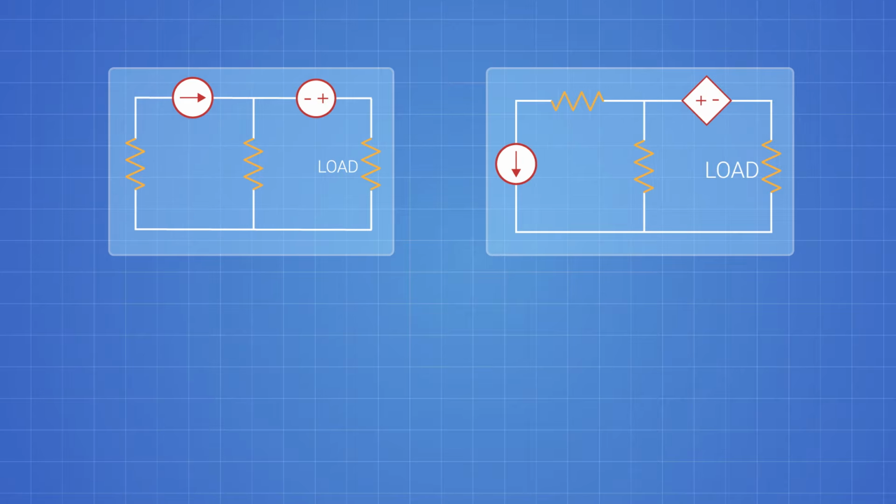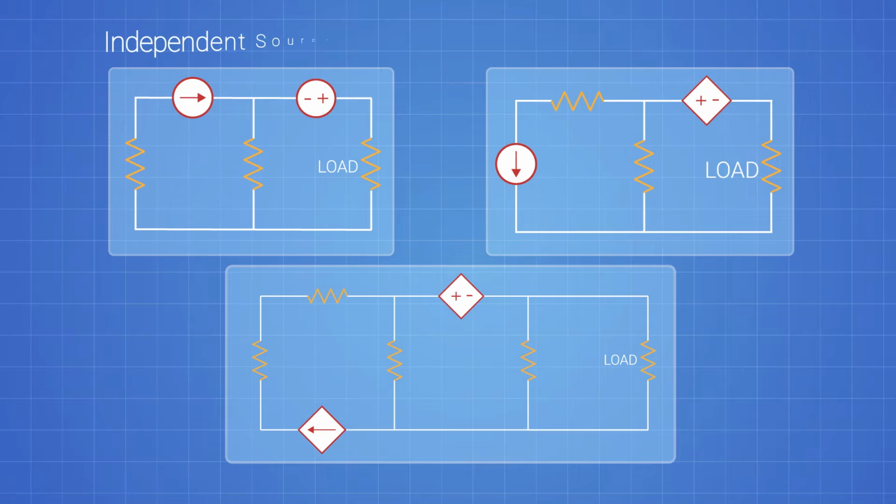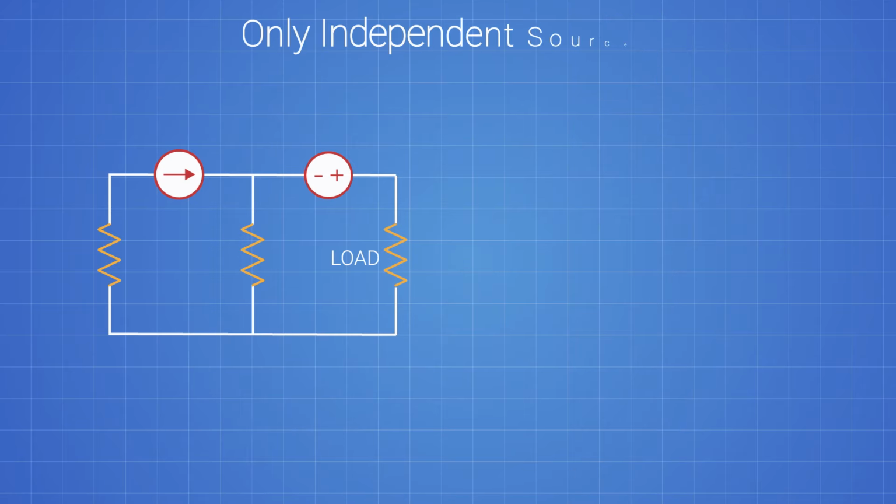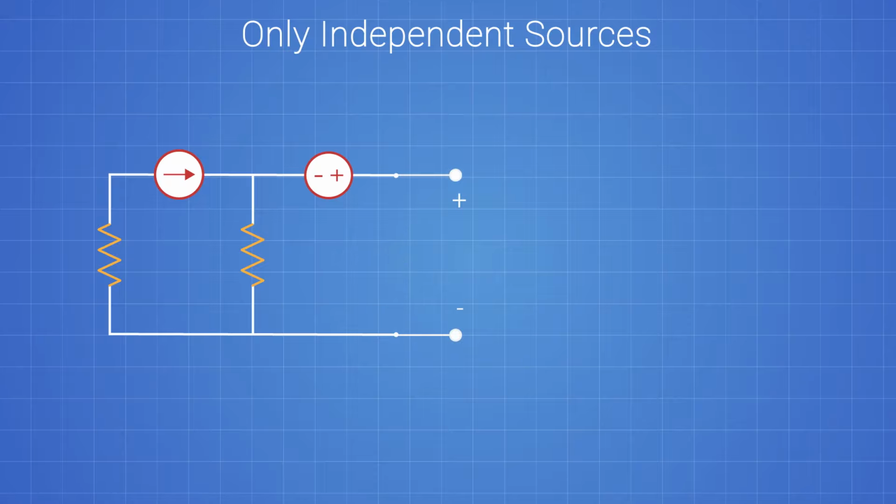Now to find these two values depends on the type of circuit you're given. There are 3 possible scenarios, and I will briefly go over them and then cover them fully through the examples. First case, we have just independent sources. Here, to find VTH, we remove the load and calculate the voltage between these two terminals. This voltage is called VOC, or open circuit voltage.